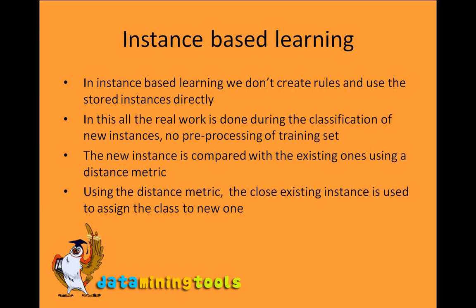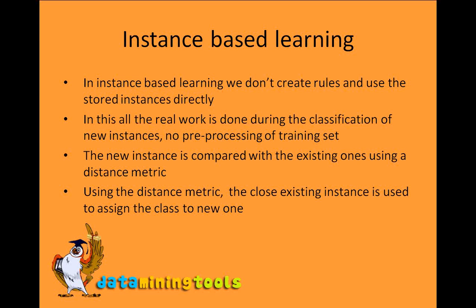All the real work is done during the classification of new instances. There is no pre-processing of the training set, since we are not trying to get any kind of rules. Whatever work is done is done when we are trying to classify new instances. The new instance is compared with the existing instances, that is the training set, using a distance metric. Using the distance metric, the closest existing instances are used to assign the class to the new one.